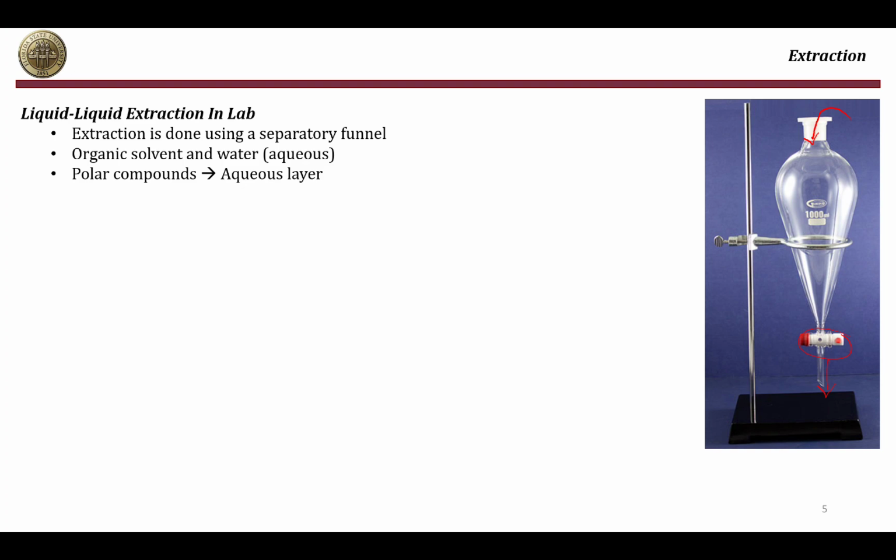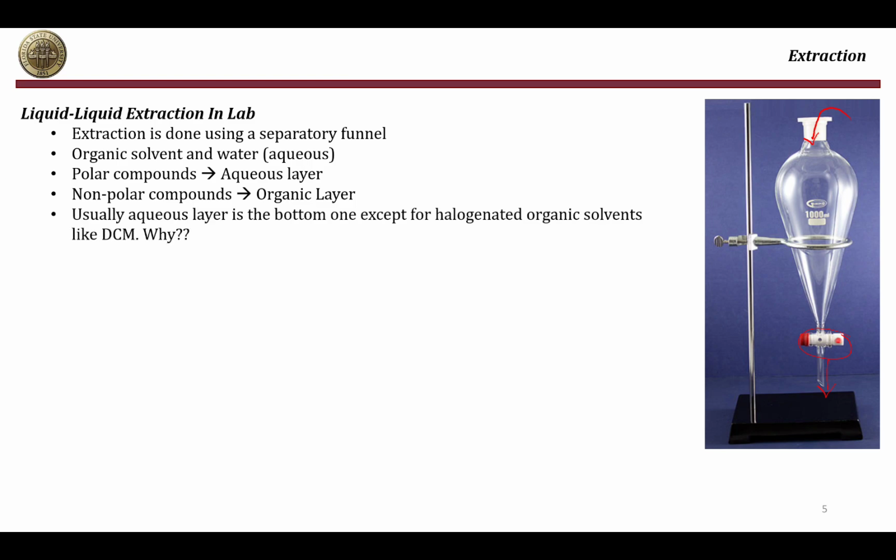The polar compounds will prefer to go to the aqueous layer, and the non-polar compounds will prefer to go to the organic layer. Usually the aqueous layer is the bottom layer and the organic layer is the top one, except when we use halogenated organic solvents such as dichloromethane, chloroform, which is HCCl3, or carbon tetrachloride. Usually these solvents are heavier than water, and that's why they go to the bottom. But in most cases, water will be the bottom layer and the organic solvent will be the top layer.